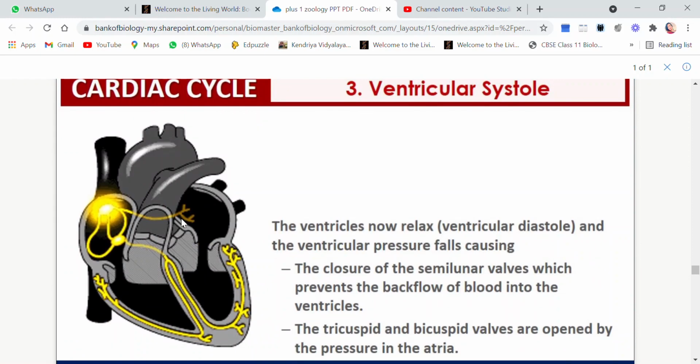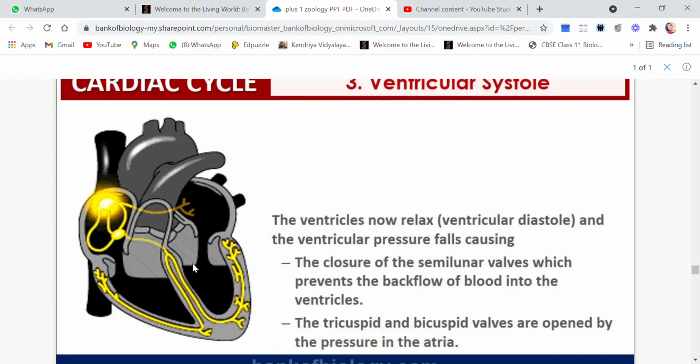Next is ventricular diastole. The ventricles now relax. Because the ventricles have contracted, now they will be relaxed. So they are showing ventricular diastole, and the ventricular pressure has also now fallen. Now when the ventricles are relaxing and the pressure inside the ventricles has fallen, the semilunar valves will close. Of course, the reason is the same, to prevent the backflow of blood into the ventricles. And the tricuspid and the bicuspid valves will open.